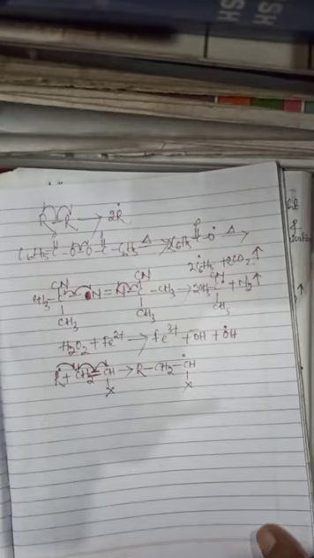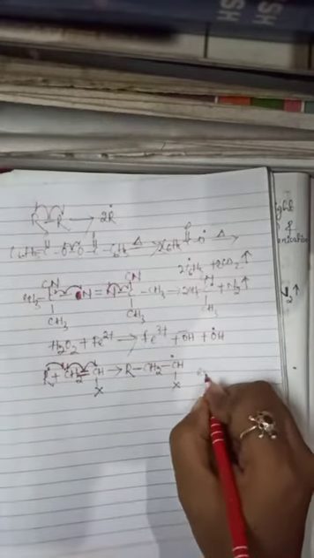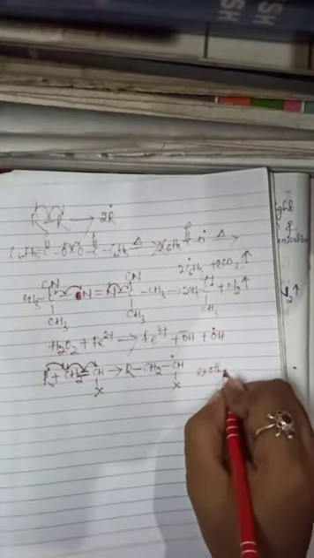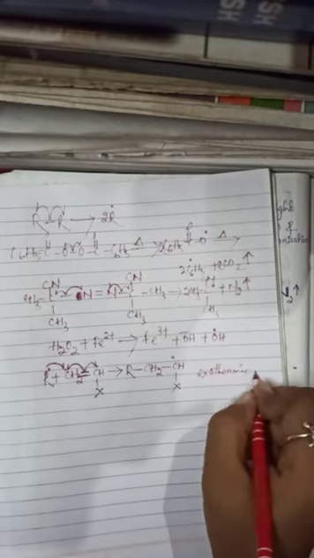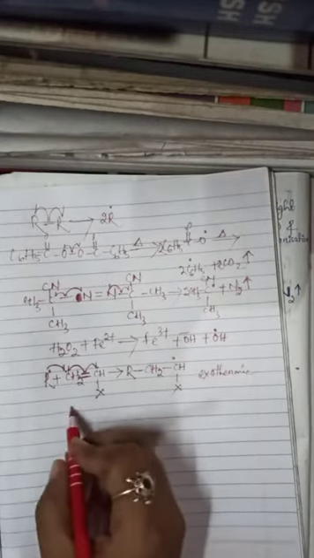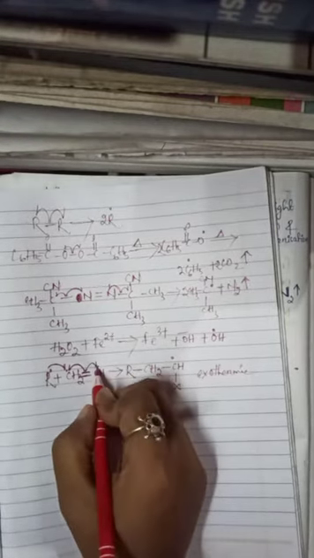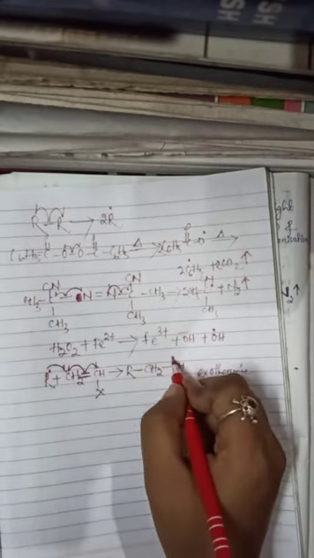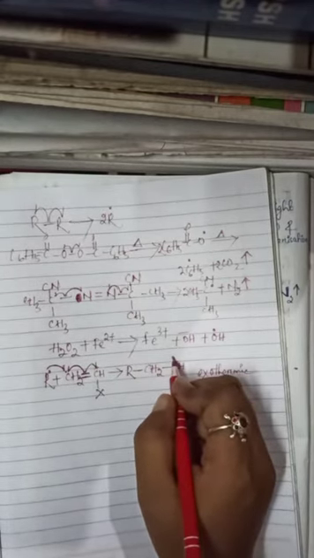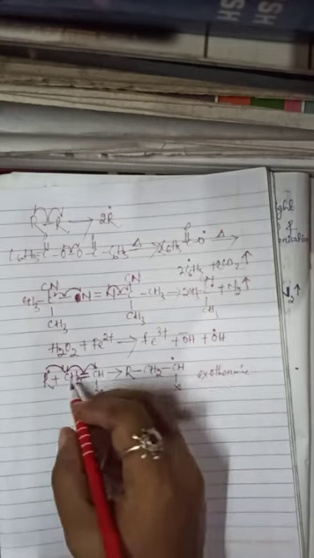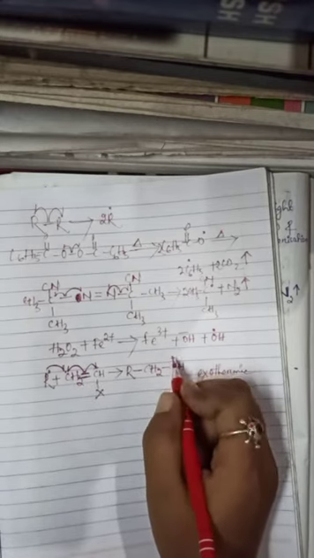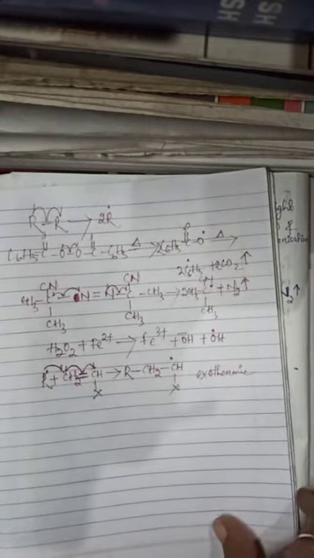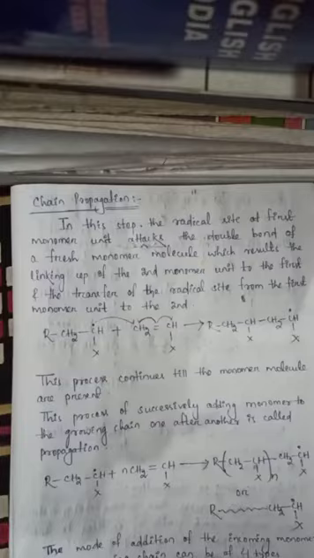This is initiation, and this reaction is exothermic. In initiation, the free radical site is on the monomer which is added. Free radical site is transferred to the monomer which is added. Then comes chain propagation.